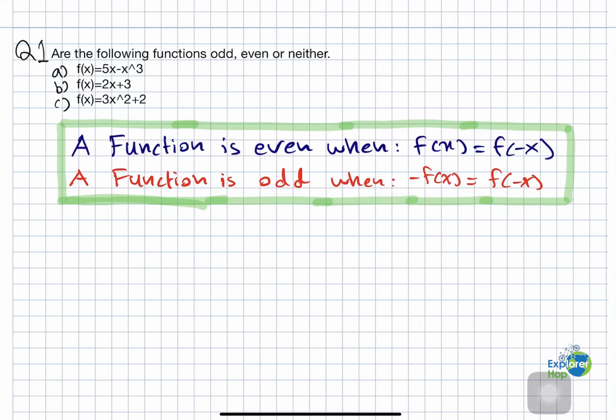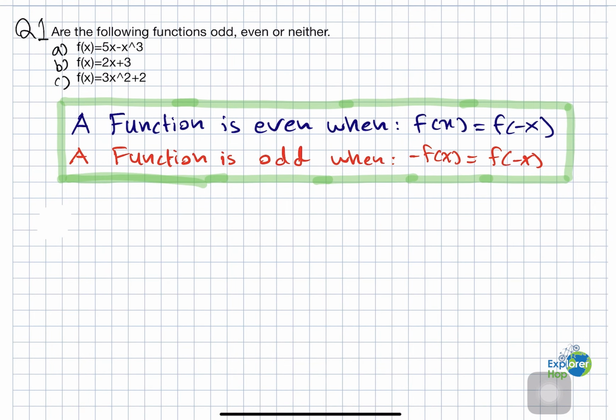Welcome to Explore Hub. So the first question we're given is, are the following functions odd, even, or neither? Let's start off with part A.